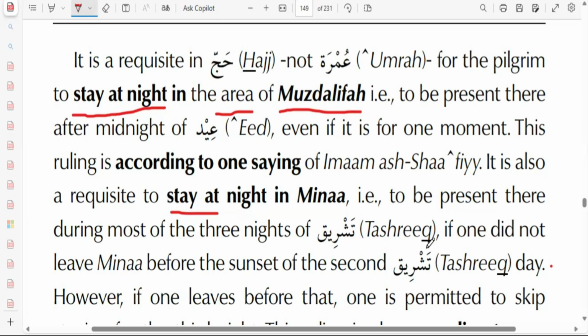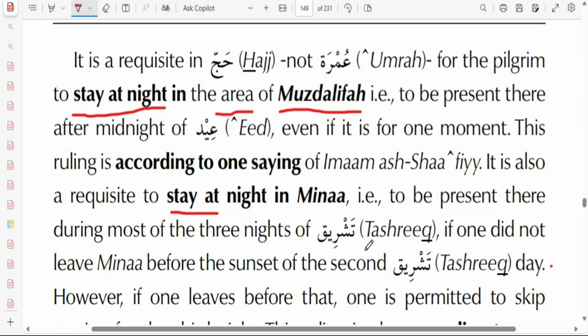It is also a requisite to stay at night in Mina, i.e. to be present there during most of the 3 nights of Tashriq, if one did not leave Mina before the sunset of the 2nd Tashriq day. So you have to be at Mina for 3 nights. Those are all 3 nights of Tashriq, unless you leave Mina before Maghrib on the 2nd day of Tashriq. Then the 3rd night is dropped for you because the religion is easy.